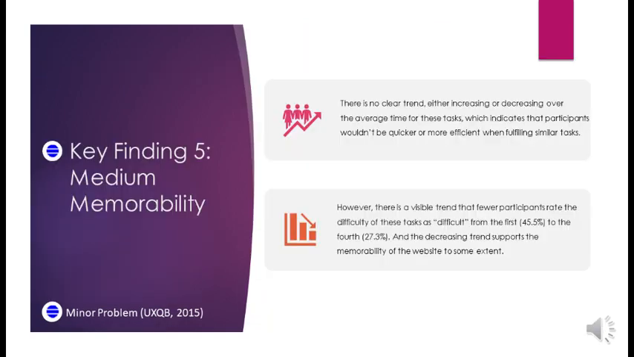Key finding 5: The website has a medium memorability. Although there is no clear trend, either increasing or decreasing, over the average time of these tasks, which indicates that the participants wouldn't be quicker or more efficient when fulfilling similar tasks. However, there is a visible trend that fewer participants rate the difficulty of these tasks as difficult from the first to the fourth task, and the decreasing trend supports the memorability of the website to some extent. Thus, it has been identified as a minor problem and has been given a medium memorability.